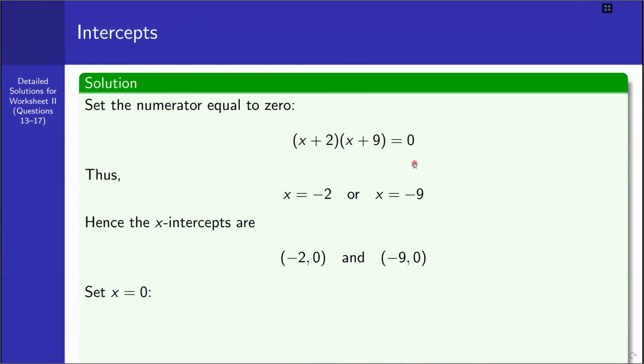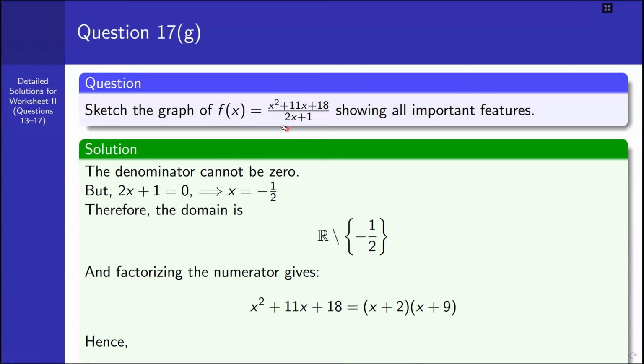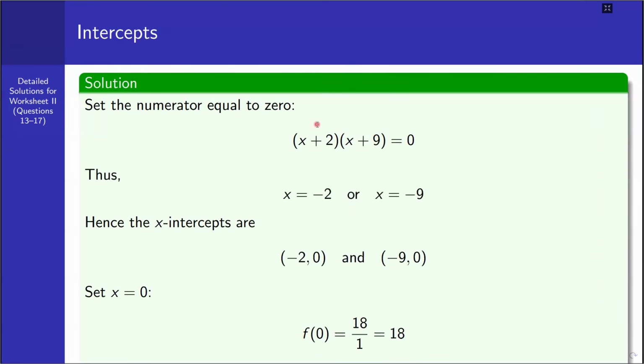And thus the x-intercepts are, because the zeros of a rational function are the x-intercepts of its graph, (minus 2, 0) and (minus 9, 0); the graph crosses the x-axis there. To find the y-intercept, we need to set x to be 0. So when x is 0, what do we get? We have 18, because 0 times 0 plus 18 over 0 plus 1 is 18 over 1, which is 18. Therefore (0, 18) is the y-intercept of the graph of the given function.